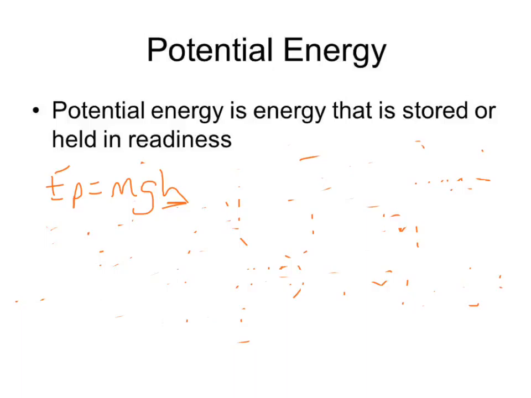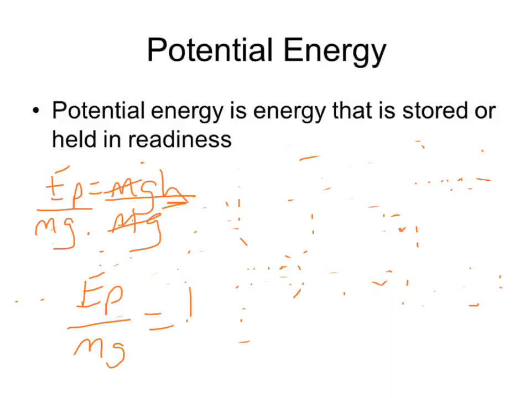So therefore, whatever you do to one side of the equation, you always have to do to the other, and we would have to get rid of mass and gravity. So let's divide by mass and gravity, and if we divide by it on that side, we have to do the same on this side, divide by mass and gravity. Therefore, we cancel these out, and we get a formula of EP over mg equals h. And there's just a way to manipulate our formula.